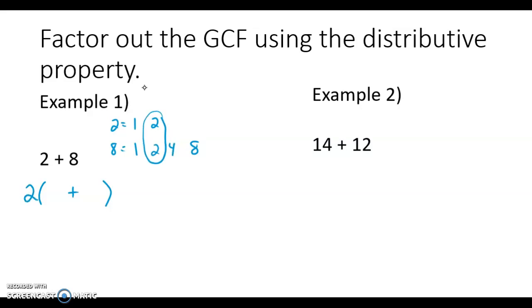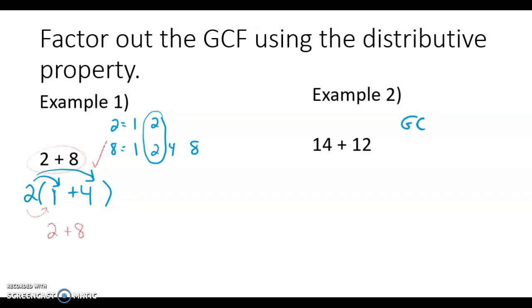So then I have to ask myself, when I distribute, 2 times what will give me 2? 1. 2 times what will give me 8? 4. And then when you distribute it back again, you should get the original, just to check. Okay, let's try it. 2 times 1 is 2, plus 2 times 4 is 8. Perfect, we got it.